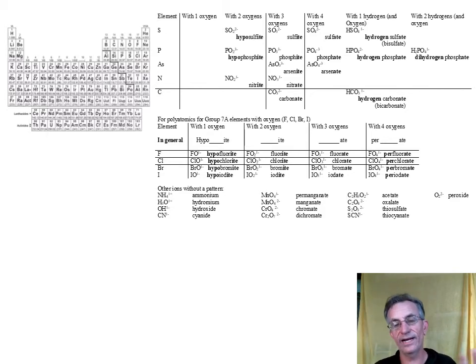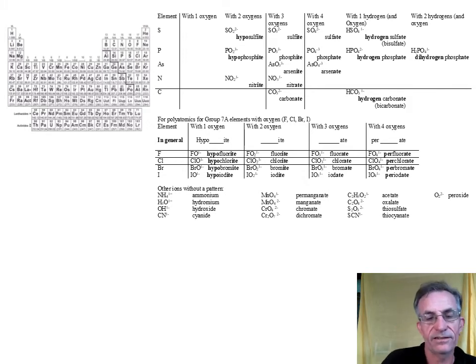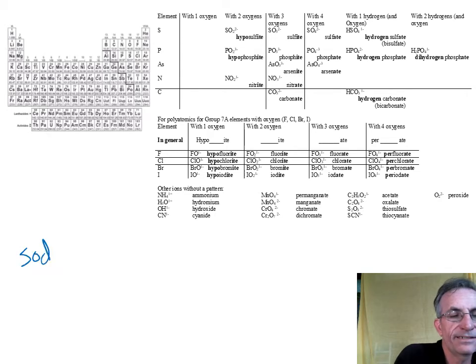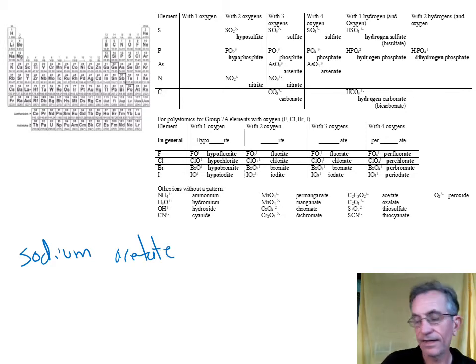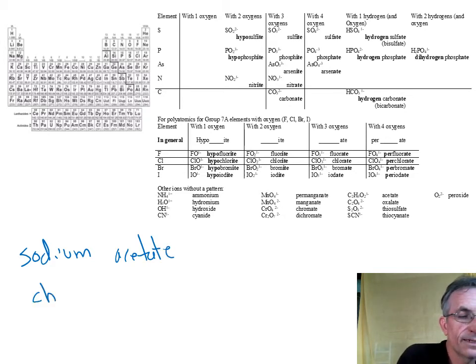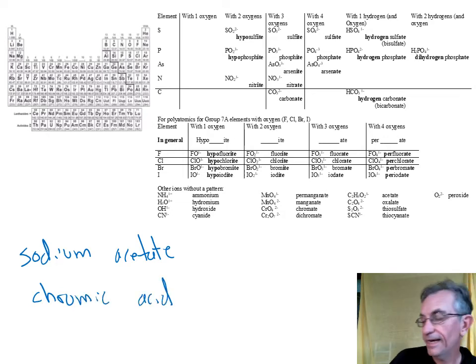So I've got my two handy-dandy handouts still: my periodic table, my good old friend, and my polyatomic list. A few names, let's turn them into formulas. Sodium acetate. While we're at it, how about chromic acid? And while we're at it, how about diselenium?